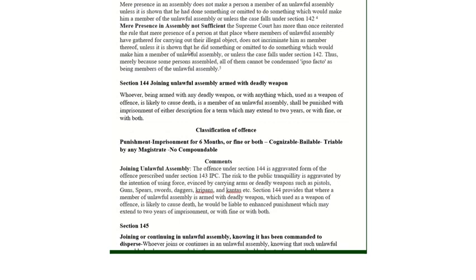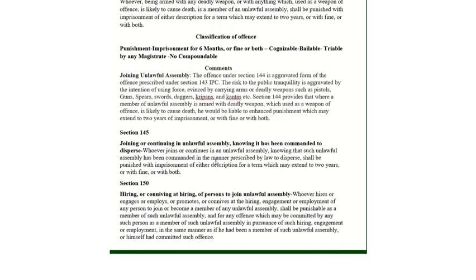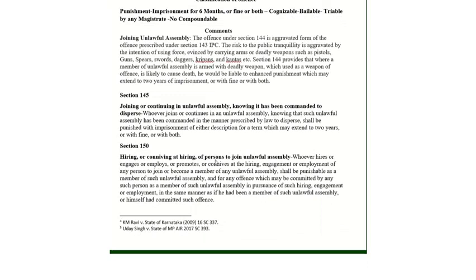Section 144 provides that where a member of an unlawful assembly is armed with a deadly weapon, which used as a weapon of offence is likely to cause death, he would be liable to enhanced punishment which may extend to 2 years of imprisonment or with fine or with both.